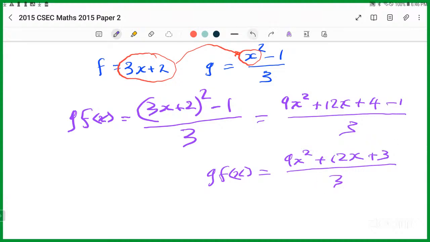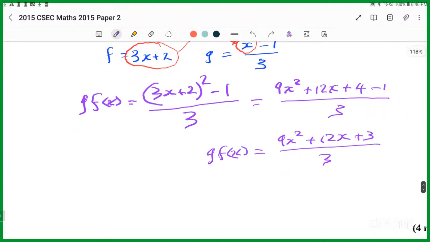So we can go ahead and do it. Divide each of them by 3. So it becomes equal to, divide this by 3, it becomes 3x squared. Divide this by 3, I get 4x. And divide this by 3, I get 1. And then we need to factorize this now.